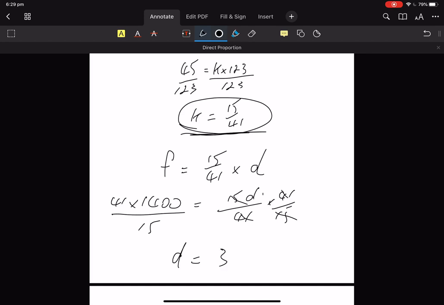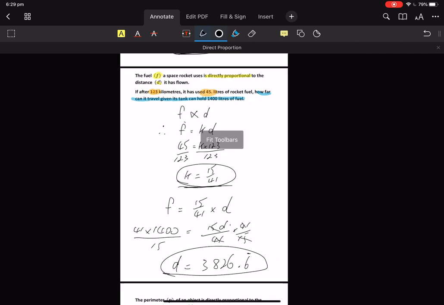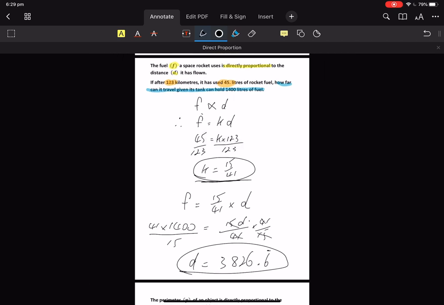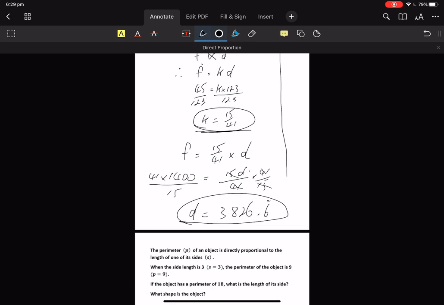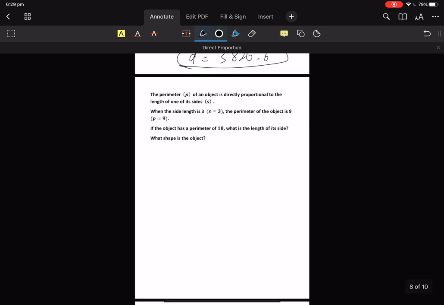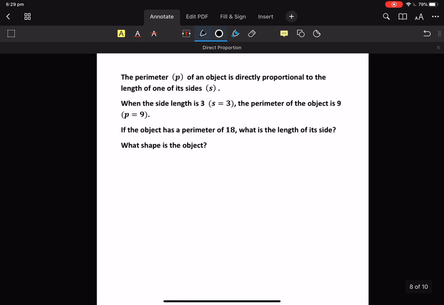I can go 3,826.66 recurring. I guess I can just do that. 0.6 recurring kilometres. How far can the rocket go? 3,826 kilometres. Nice one. So you've got to get that pattern of what you do when. Do we have another one? Oh, lucky you guys.